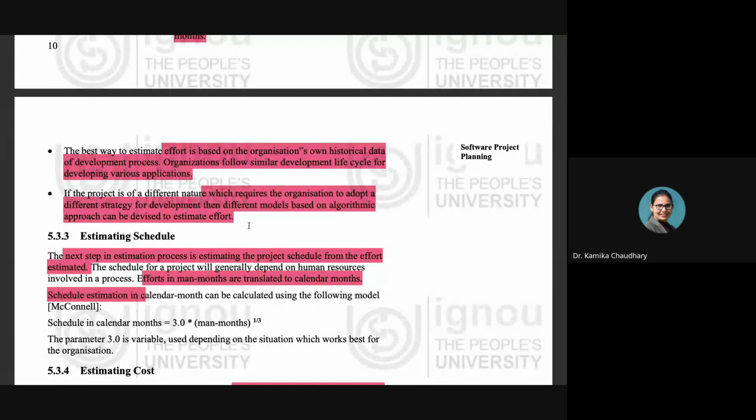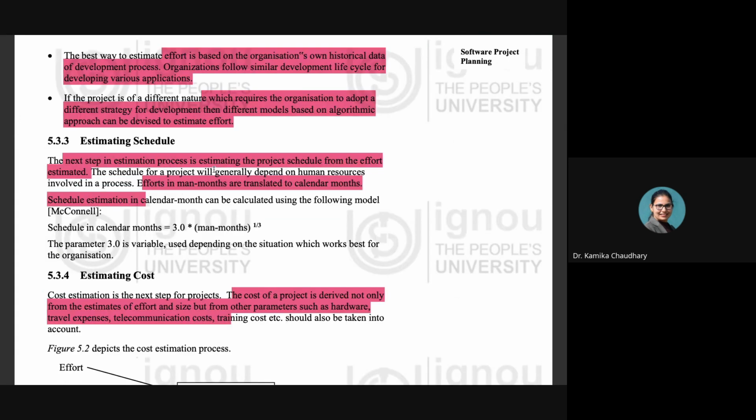Third is estimating the scheduling part. In the case of estimating the project schedule, the schedule in calendar months is calculated like this: the parameter 3.0 multiplied by man months and raised to the power 1/3. It has been written over here. Efforts in man months are translated to calendar months. So how many months are there in the calendar month? They are used like this.